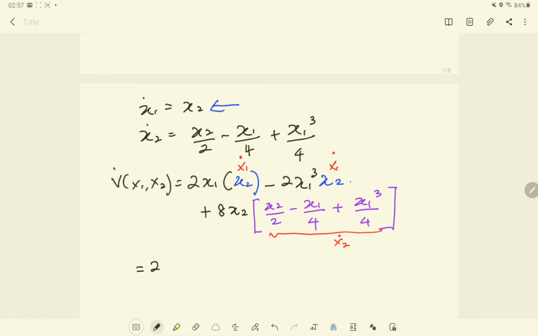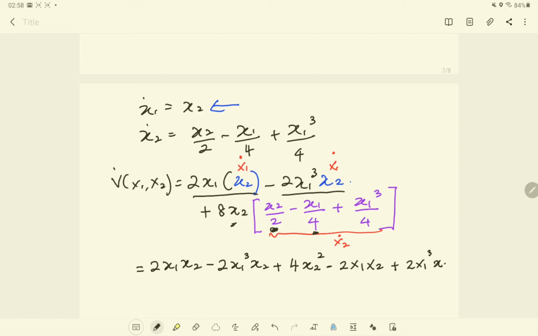You will get 2 x1 x2 from here, minus 2 x1 cubed x2 from here, plus 4 x2 squared from here, minus 2 x1 x2 from here and here, plus 2 x1 to the power of 3 x2.